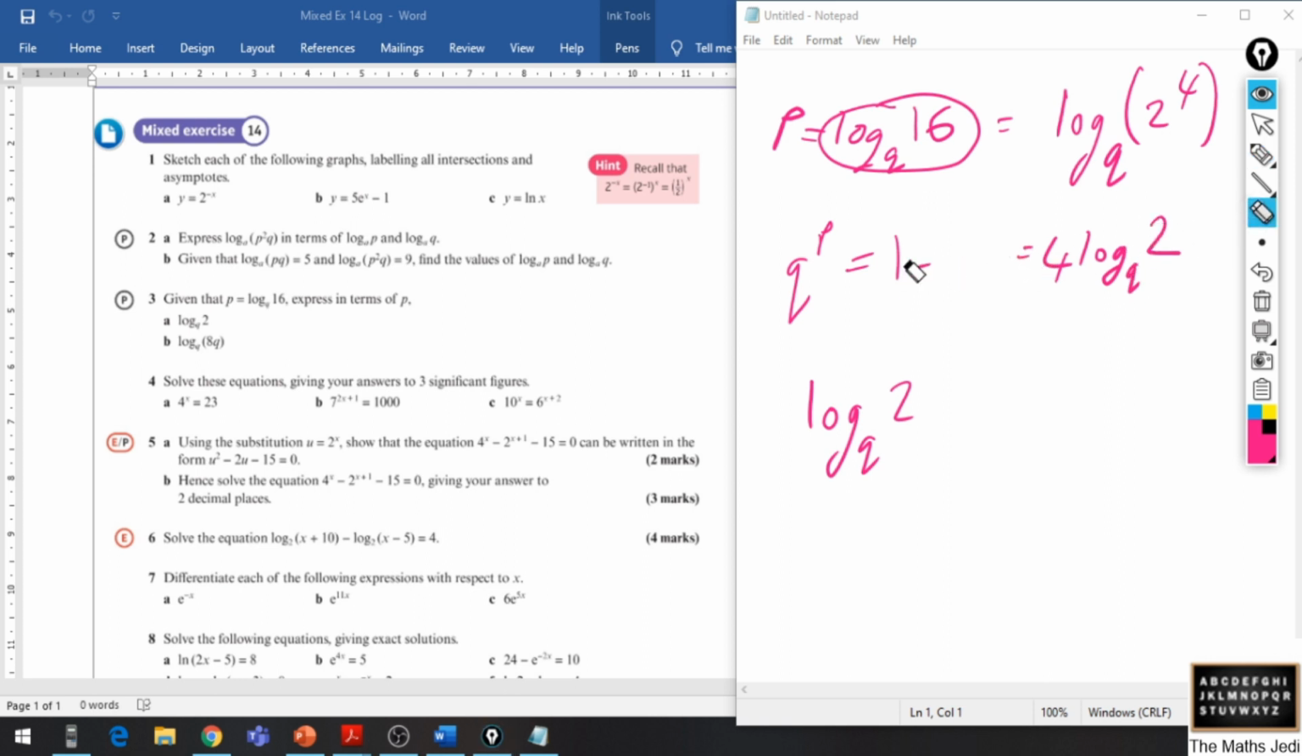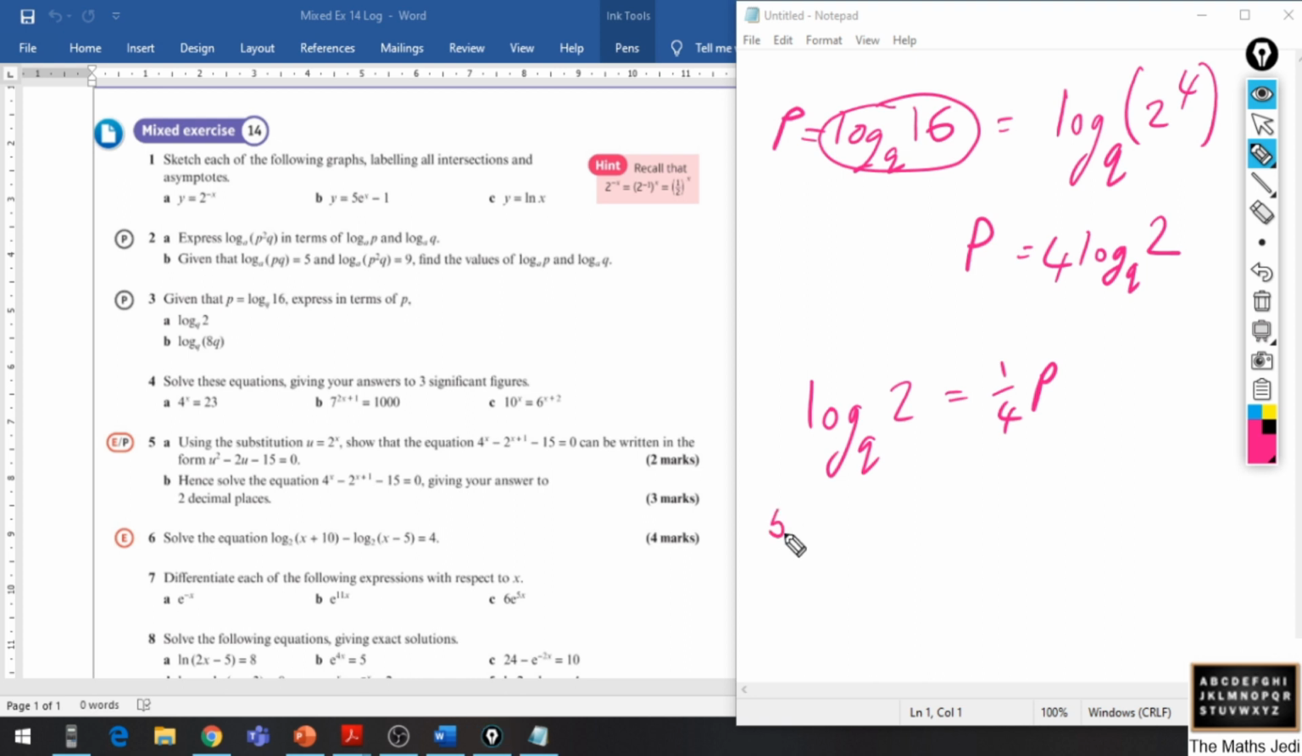So this expression up here, log q 16, is the same as this, 4 log q 2. So we know that this was p, so this would also be p. So that must mean that this here is a quarter of p, because we know that 4 lots of log base q of 2 is p, so log base q of 2 is a quarter of p. So if you rearrange that, you can see how that's the same.